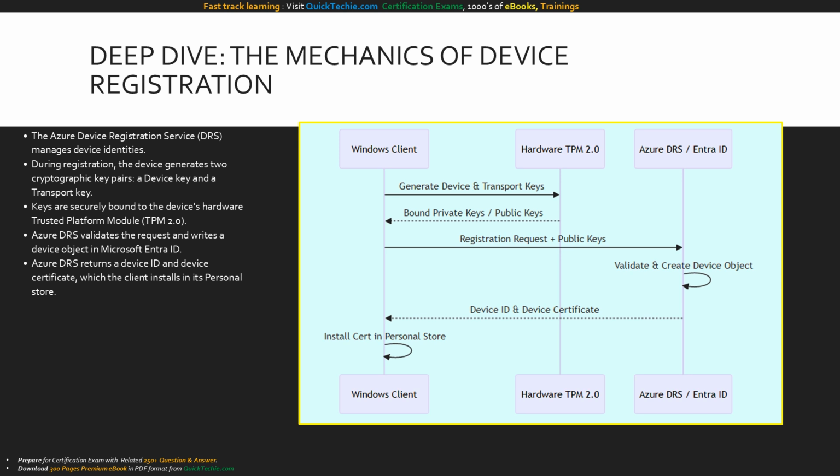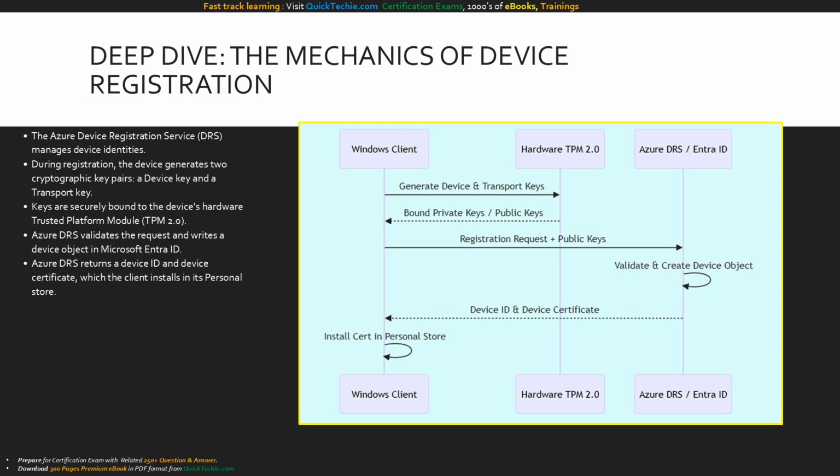Azure DRS validates the request, creates the device object in Microsoft Entra ID, and sends back a unique device ID and a device certificate. The Windows client installs this certificate into its personal store. This hardware-bound trust is exactly how Microsoft Entra ID issues primary refresh tokens, or PRTs, enabling highly secure single sign-on without needing a password every time.